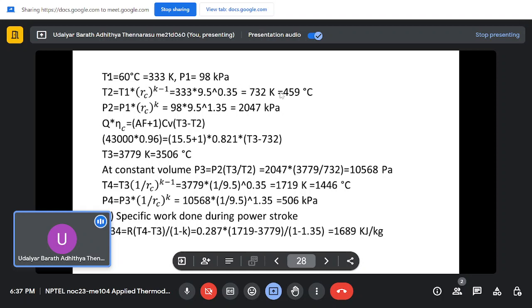On substituting that, we will get 732 Kelvin, which will be equal to 459 degrees Celsius. So now T2 is known. Either we can use T2 or we can use the compression ratio directly. So pressure can be calculated.